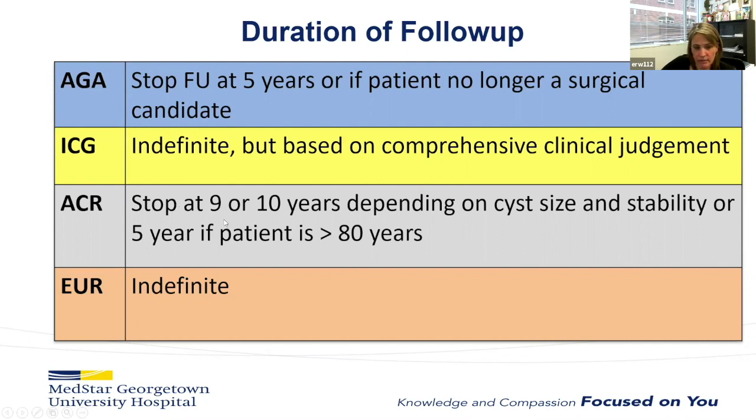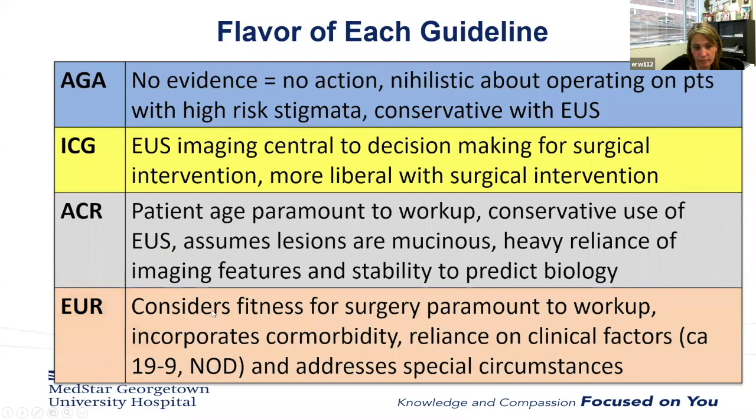The ACR says you either stop at 9 or 10 years, depending on cyst size and stability, or 5 years if the patient's more than 80, and the European guidelines have indefinite follow-up. So the flavor of each of these guidelines is different. I mean, the AGA basically says there's no evidence. That means we should have no action, right?